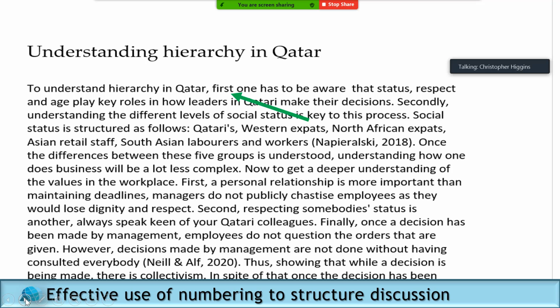So I used Qatar, this example, I believe, in the first draft. And again, it's just a nice way of effectively structuring a discussion. So they start, and again, they get right to the point, which is good.